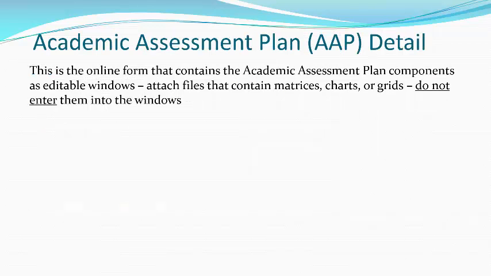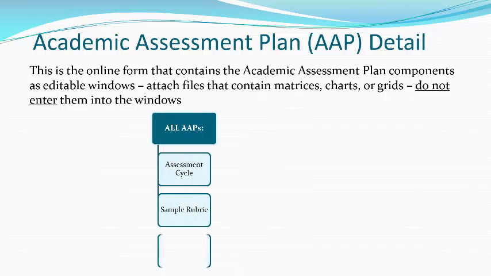We do that. Now, the academic assessment plan detail simply means that there is an online form that contains these components as editable windows. And we're going to ask you again, remember, to attach the files that contain any matrices, charts, grids. Don't enter them into the windows anymore. All right, so all academic assessment plans must have a cycle, a sample rubric, and an assessment oversight list where we are able to see the name and contact information for the people we need to talk to if there's a question about the assessment plan.